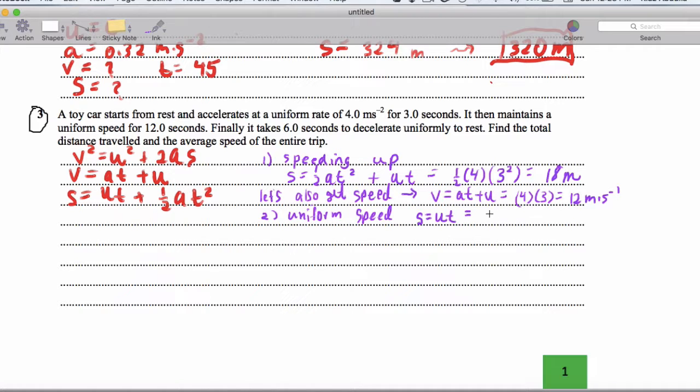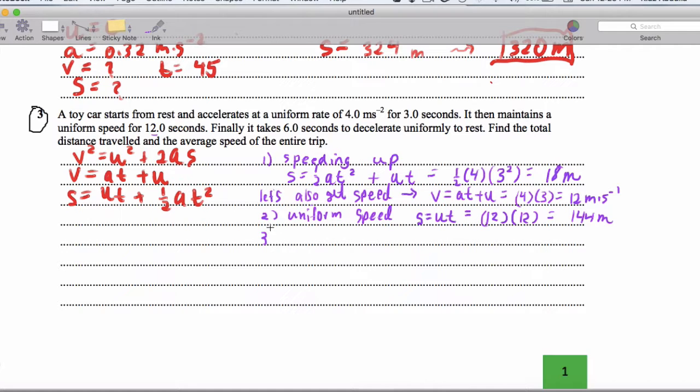So we can say S is 12, and the T that we want to use is 12 seconds. We cover 12 meters per second, and we're going at this uniform speed of 12 for another 12 seconds. And so that's going to give us 144 meters covered there. Now it says find the total distance traveled and the average speed of the trip.